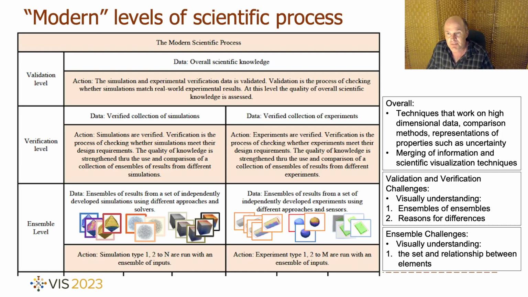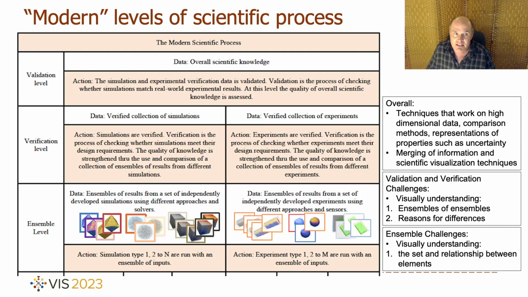Finally, we advance up to validation, which takes both ensembles from the simulation side and compares them to the ensembles from the experimental side. And so you're really going to need techniques that work on high dimensional data, comparison methods, and representation of properties of these ensembles, such as uncertainty. And I really see this getting into a merging of information and scientific visualization techniques for success.